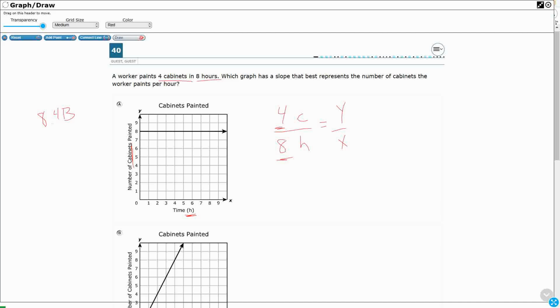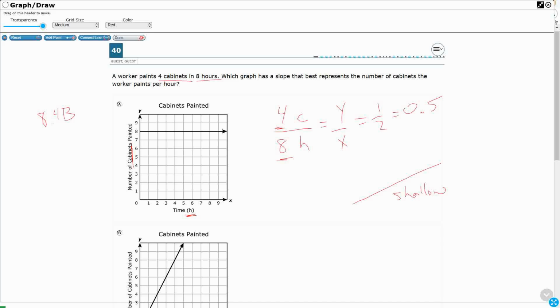But they give it to us as 4/8. So what is 4/8? That's 1/2 or 0.5. Now, if we know things about slope, we know it is going to be a positive slope, but it's going to be a shallow positive slope because the closer to 0 it is, the shallower it is, the closer to 100, 200 it is, the steeper it's going to be.